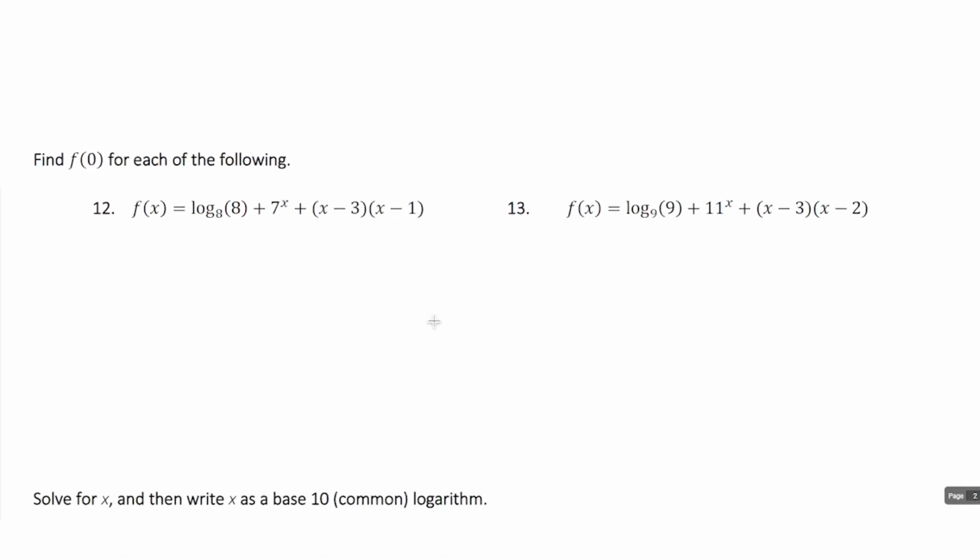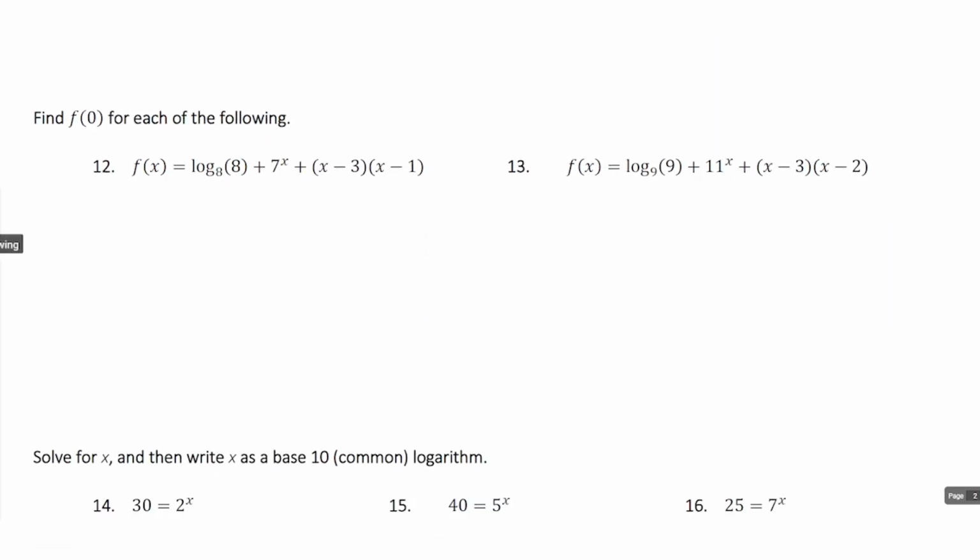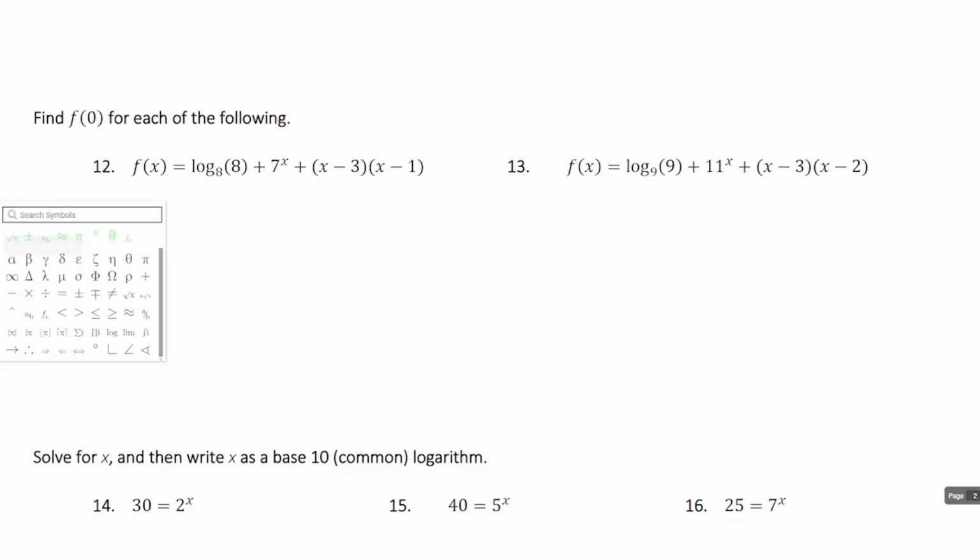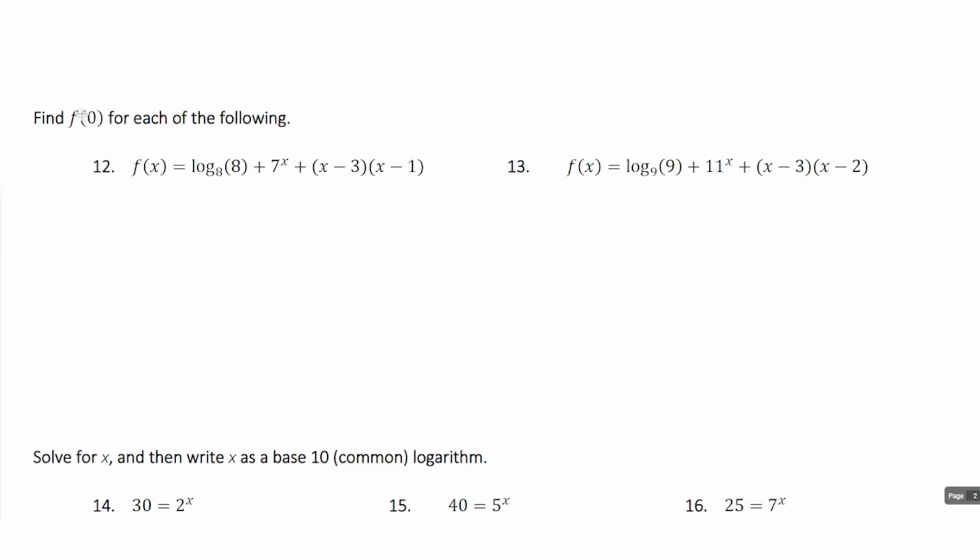Number 12 and 13 really look like they're logarithmic problems, and I guess in a way they sort of are, but really you don't need to know much about logarithms to get this right. It says find f of 0 for each of the following, and so basically we're going to take this 0 and plug it in everywhere we see x, and there's a few instances here.